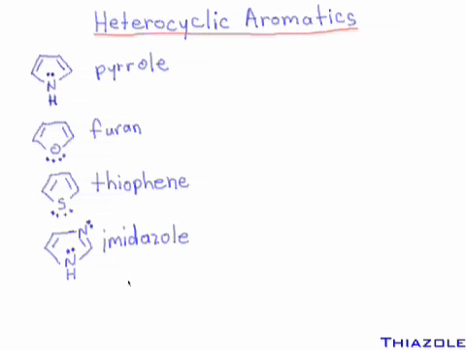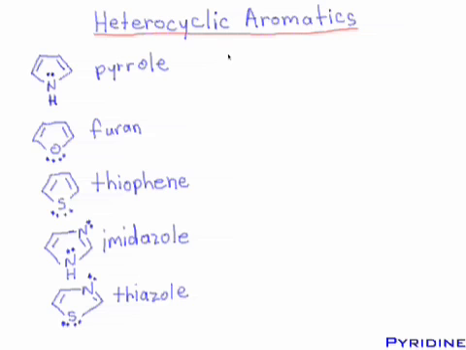If I do the same thing with thiophene, put an N here, that N has a lone pair. In thiophene, the sulfur has two lone pairs. This molecule is called thiazole. Notice the common ending, A-Z-O-L-E, between imidazole and thiazole.